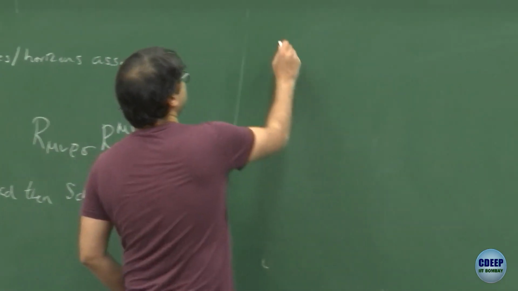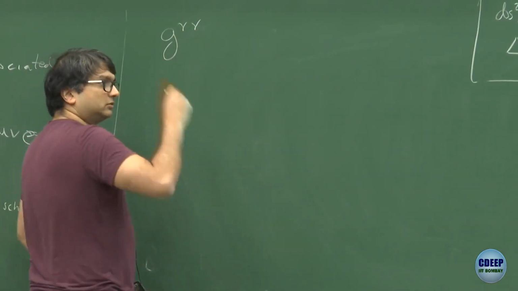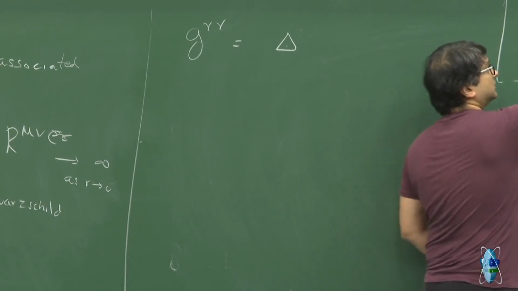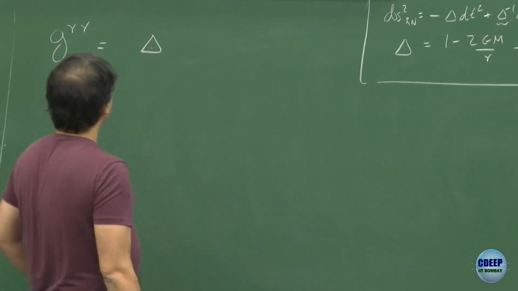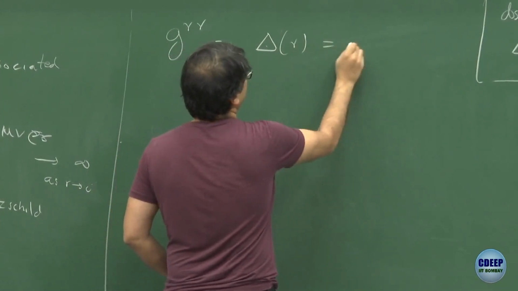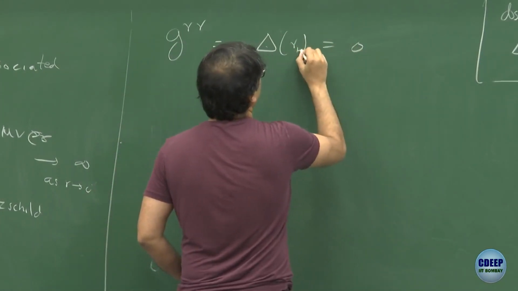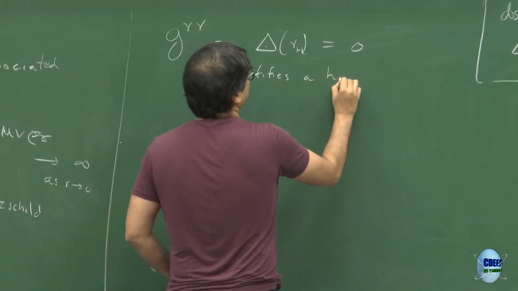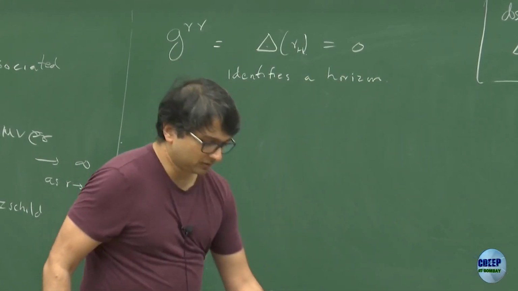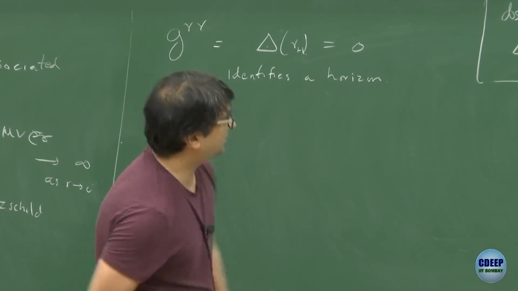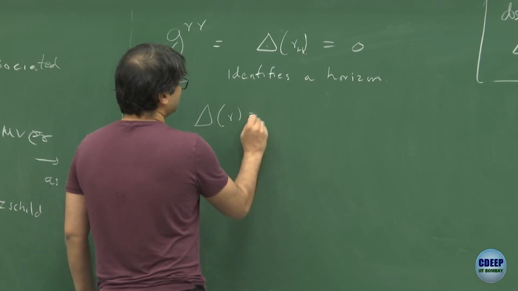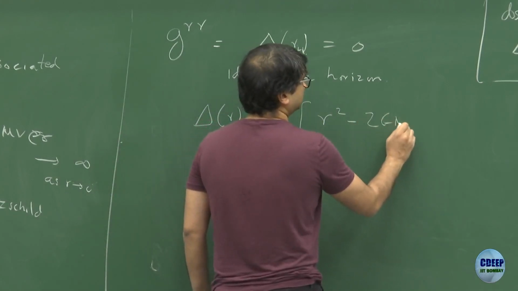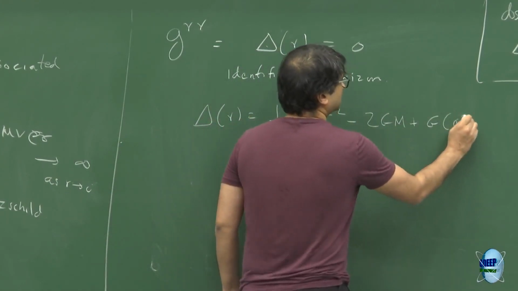So what we're interested in is when does this go to 0, and g upper rr is equal to delta, because I have to invert this component of the metric. This is g lower rr. So this goes to 0 when delta(r) is equal to 0, which identifies a horizon. If I write out this expression for delta(r), it can be written as 1 by r squared times a quadratic, which looks like this: r squared minus 2GM r plus G times (Q squared plus P squared).